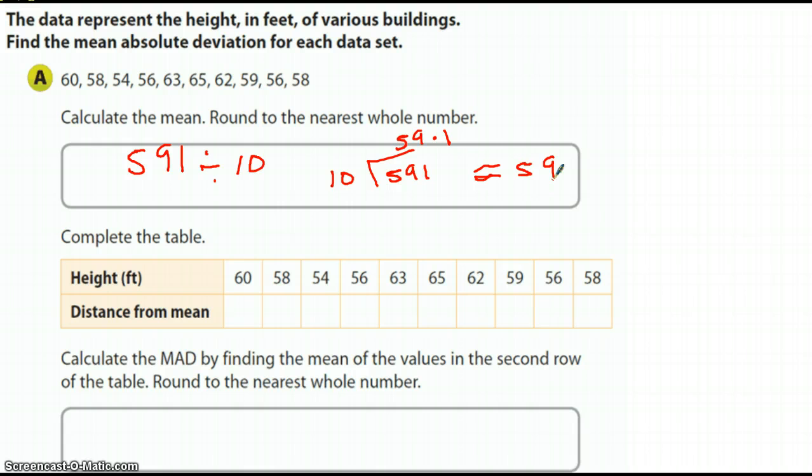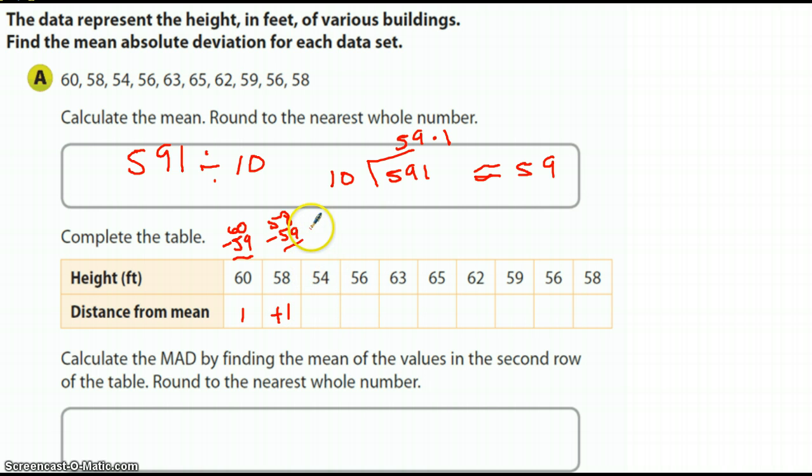Okay? Now, the second thing it says is to complete the table. So what they want us to do is take the means and subtract the means from each one of these numbers, and that's all you're going to do. This is where absolute value is going to come into play. So if I subtract 60 minus 59, I'm going to get 1. If I subtract 58 minus 59, I'm going to get a -1. But absolute value is what? Positive. So it stays a positive 1.